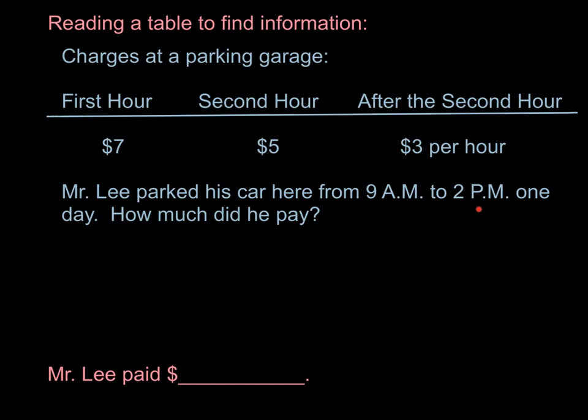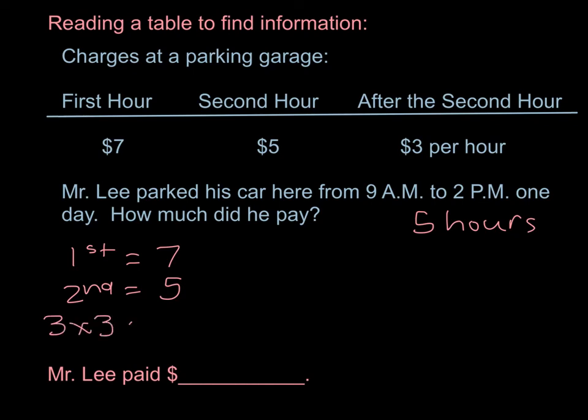Well, if he parked here from 9 a.m. to 2 p.m., first I need to know how many hours that is. That is 5 hours. So the first of those 5 hours is going to cost $7. So first hour equals $7. The second hour is going to cost us $5. And that means there are 3 hours left. So at $3 per hour, that would be 3 times the remaining 3 hours equals another $9. If I add all of those up, I find out that Mr. Lee paid 12 plus 9 is $21.